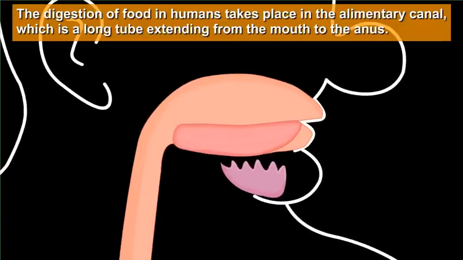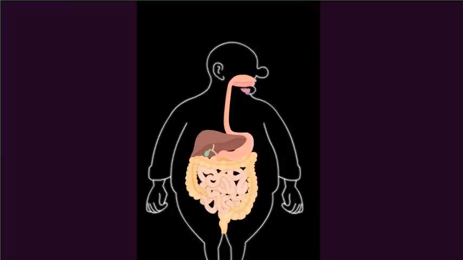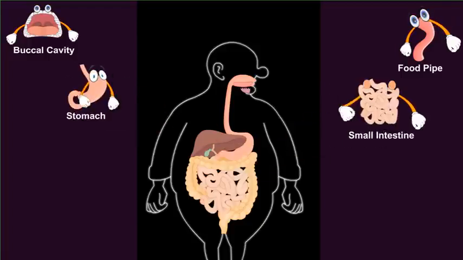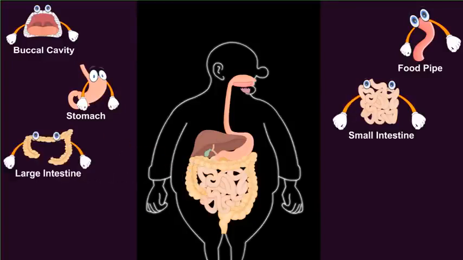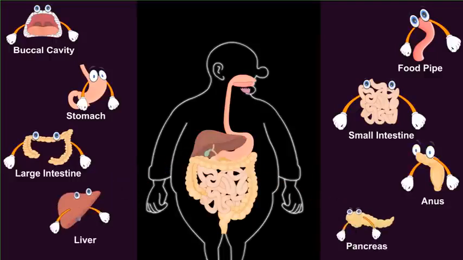The digestion of food in humans takes place in the alimentary canal, which is a long tube extending from the mouth to the anus. The different parts of the alimentary canal are buccal cavity, food pipe or esophagus, stomach, small intestine, large intestine, and anus. Two glands, namely liver and pancreas, also help in digestion.